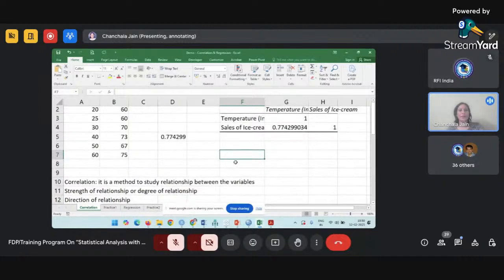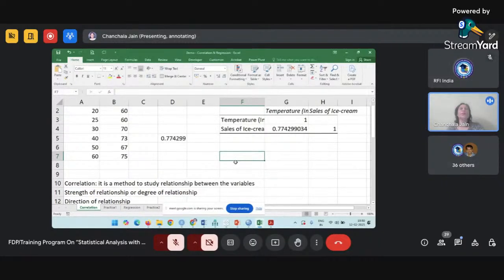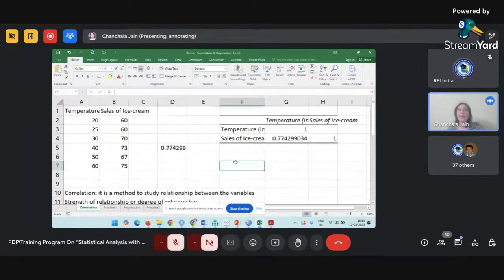Fine. And there is one problem with this. The problem is what? Here you cannot say whether the relationship is significant or not, because in Excel you cannot directly get the significance, that is the p-value. If you have the significance value, you can easily comment whether the relationship is significant or not, but we are not getting that significance value or the p-value here. So that is a drawback of Excel.